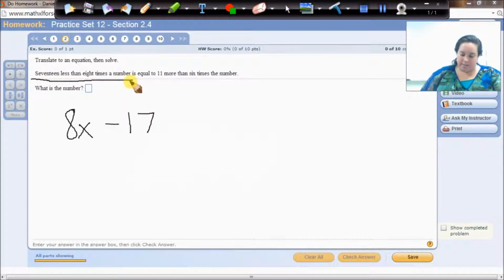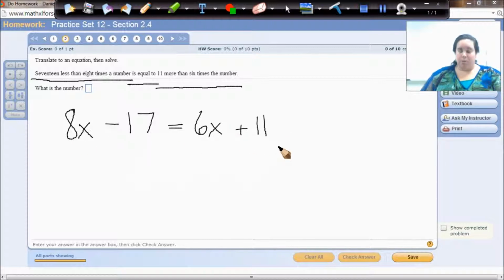We got that done. Is equal to, that's the easy part, equals 11 more than 6 times the number. How do we do 11 more? We do plus 11, right? Plus 11, okay, good. 11 more than 6 times the number. Okay, 6 times the number is 6x. Good.